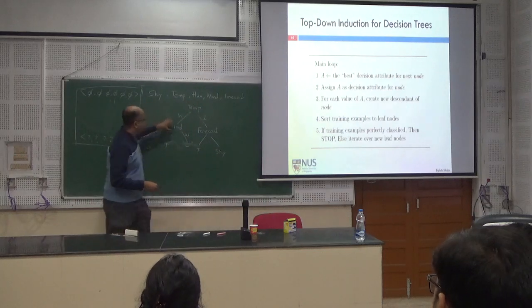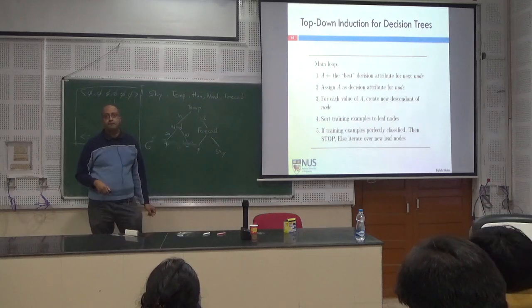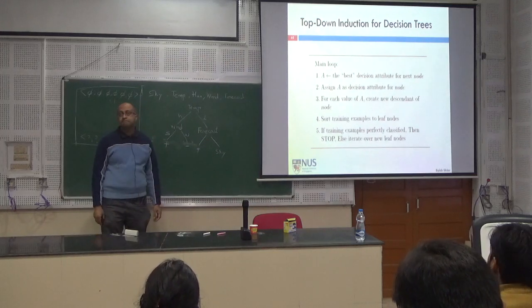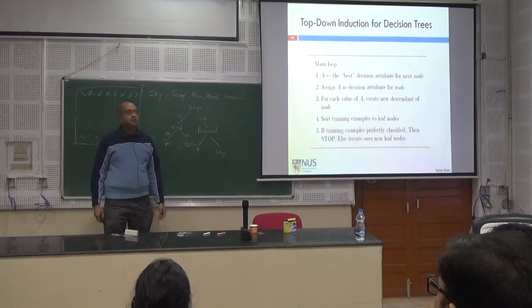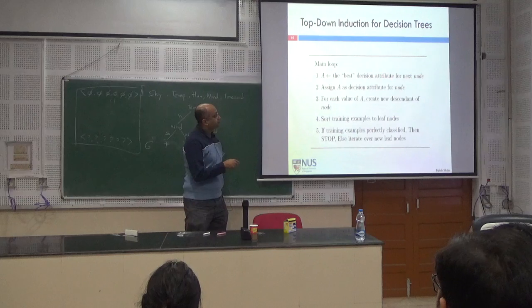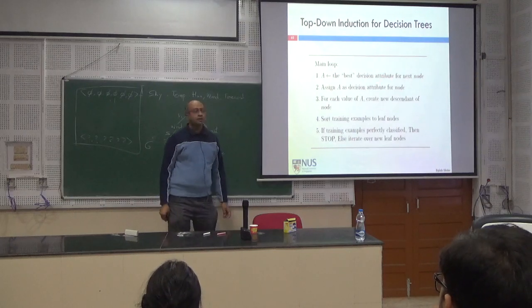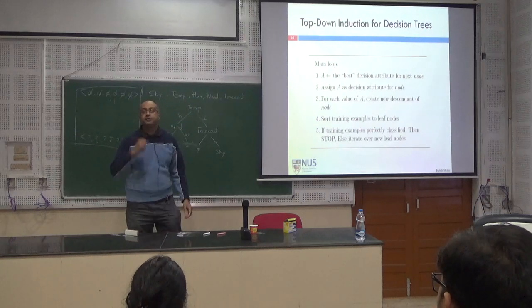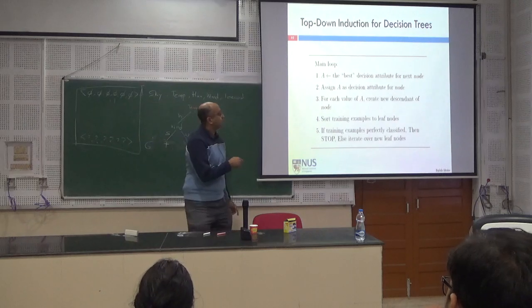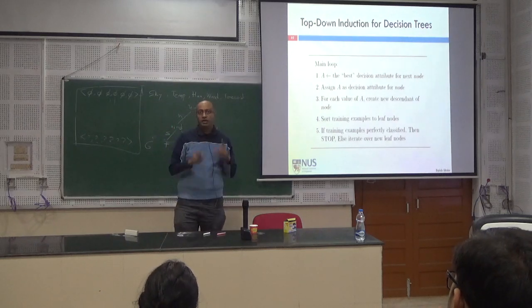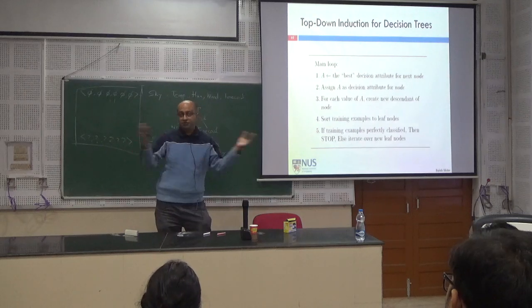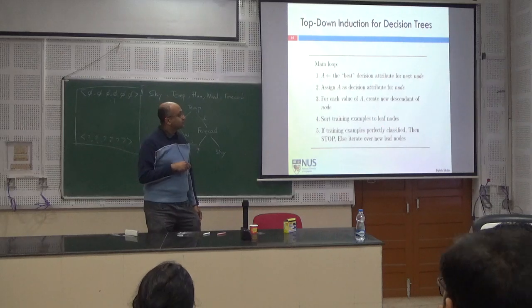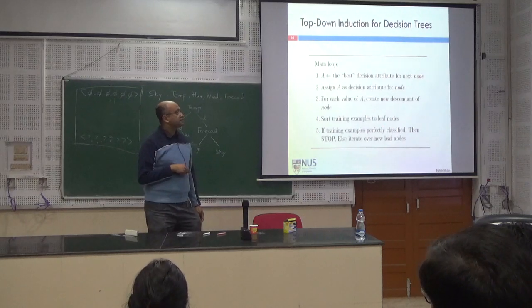So let's say I'm here, forecast. I can choose between sky and humidity and whatever, right? Which one should I pick? It says you have to pick the best decision attribute. Whether it should be sky or temperature or humidity or whatever, pick the best. So far I have not said how to pick the best, we'll come to that. But the idea is somehow you will pick the best one. And there's a way to pick the best. So you will pick the best decision attribute, and you will assign A as the decision attribute for that node.